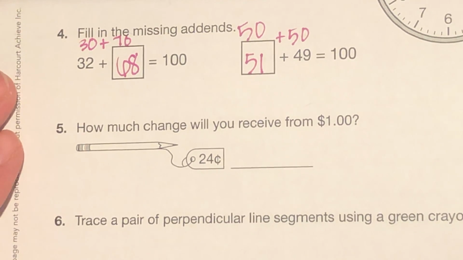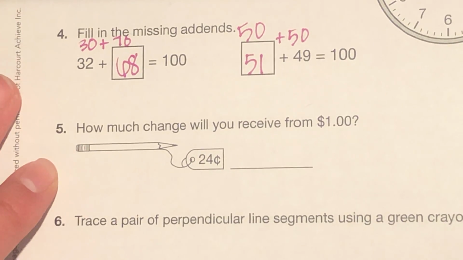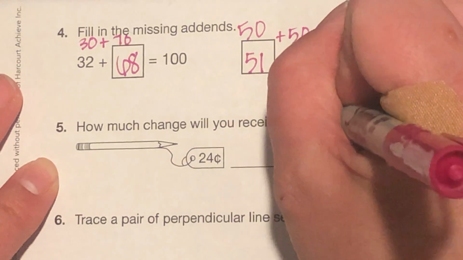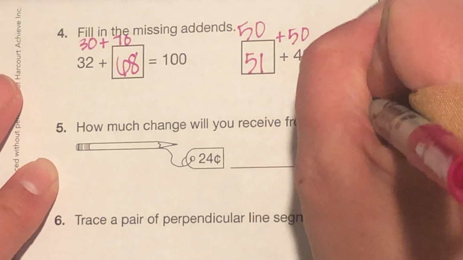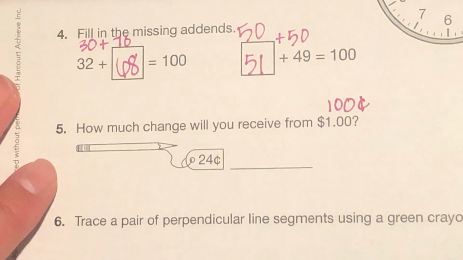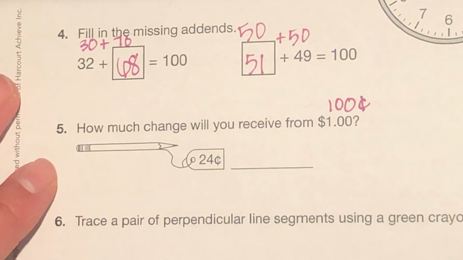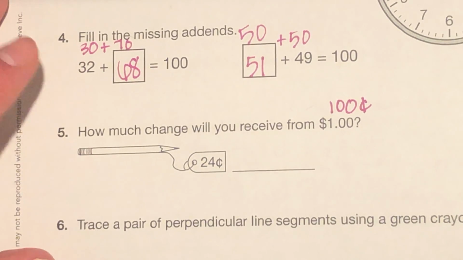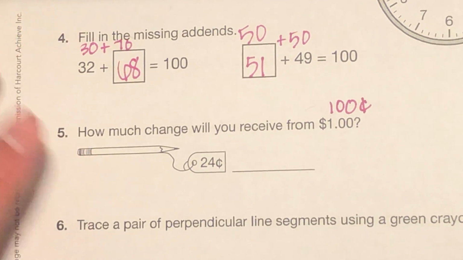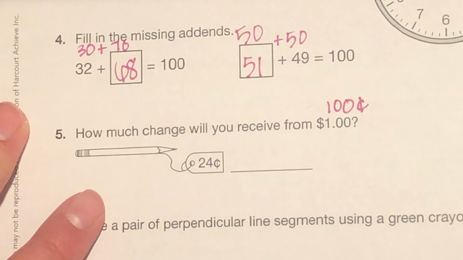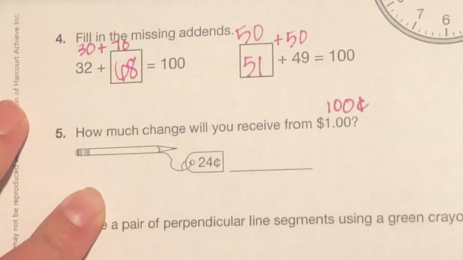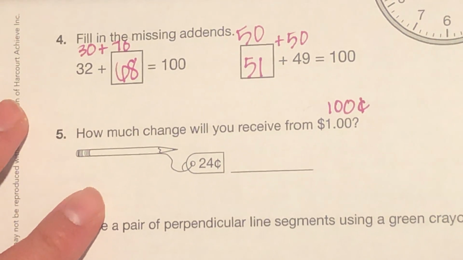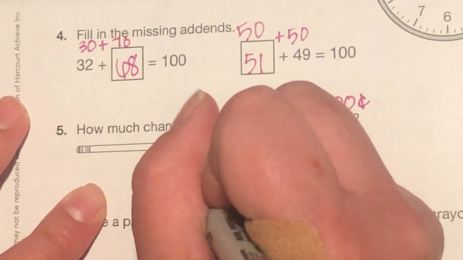Number 5. How much change will you receive from $1? Ooh, I want to remind you, $1 is the same thing as 100 cents. So we're going to be doing a very similar activity here that we just did with our missing addend. Okay, so what would I round 24 cents to? I would round it to 20.